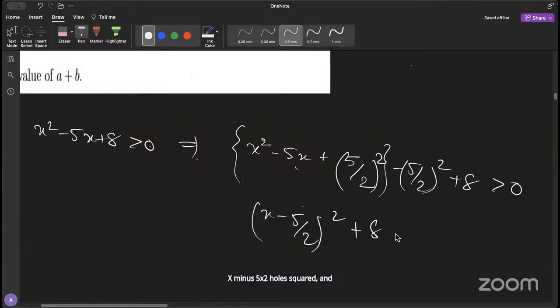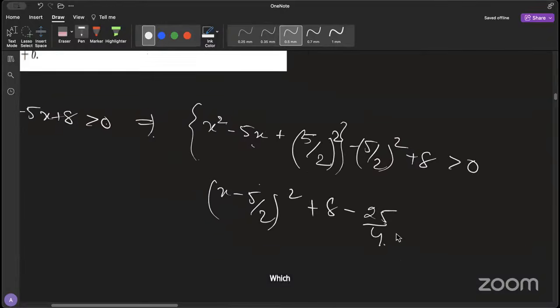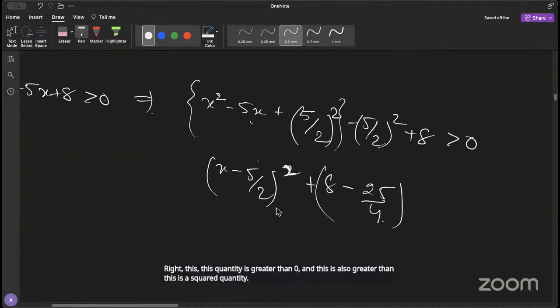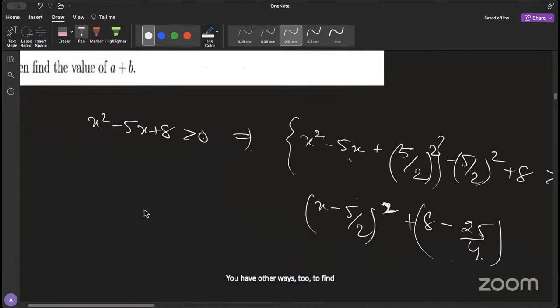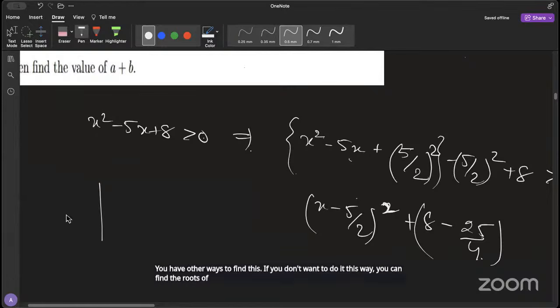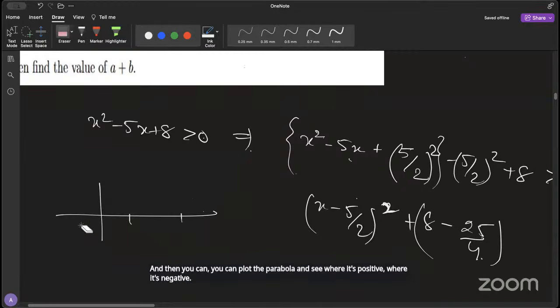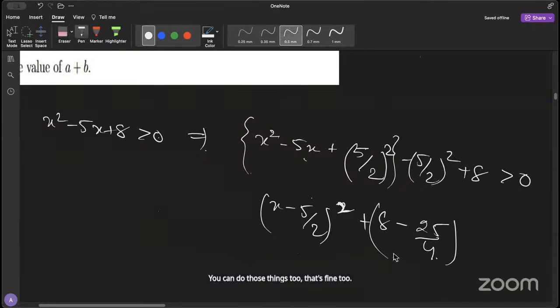And then we have 8 minus 25 by 4, which is, this value is less than 8, right? This quantity is greater than 0, and this is also greater than 0. This is a squared quantity. You have other ways too to find this. If you don't want to do it this way, you can find the roots of this, and then you can plot the parabola and see where it's positive and where it's negative. You can do those things too. That's fine too, but I'm doing it this way.